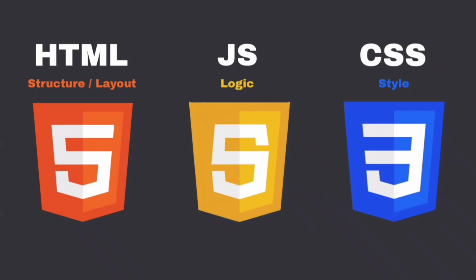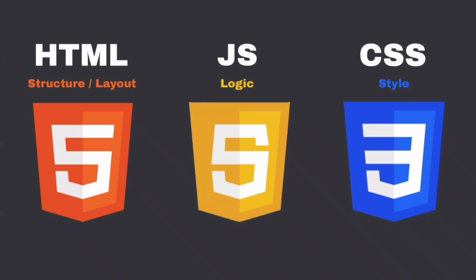Now, in order to create a complete website, you will need 3 programming languages. First one is HTML, which is Hypertext Markup Language, which basically creates the basic structure and layout of a website. And the second programming language which you will need is CSS. CSS stands for Cascading Style Sheets, which helps in creating styles for your websites.